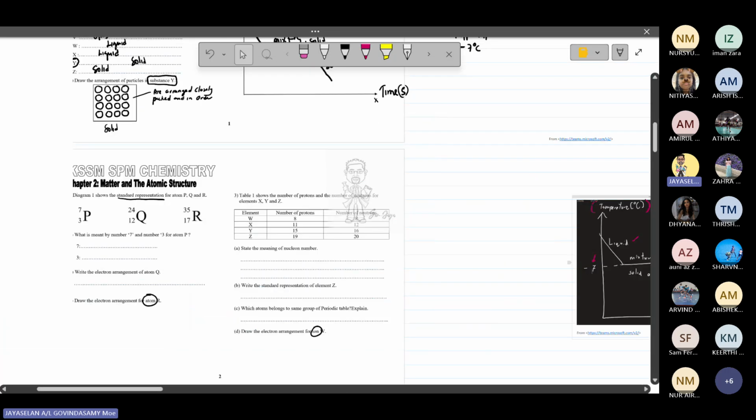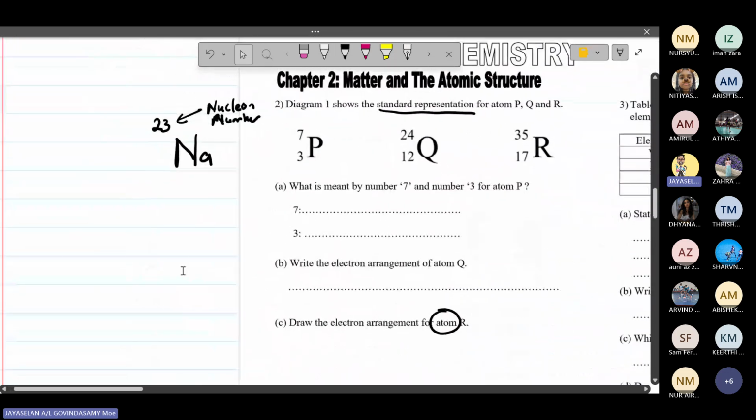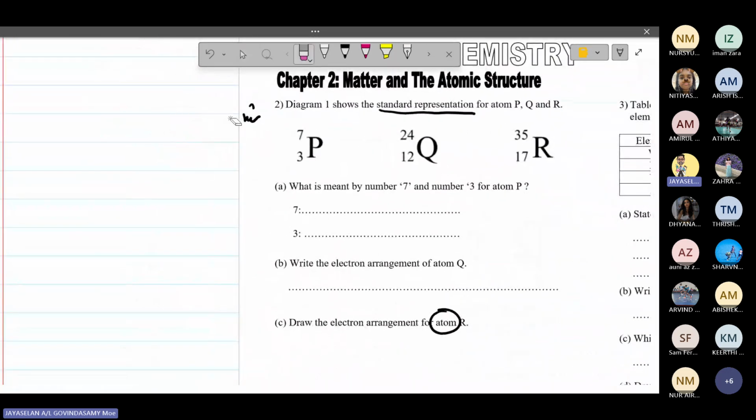Okay, very good. Now we go for our next question. When you get this type of question, I write it really big, please remember. When they put Na, this is the atom symbol. Here they put one number, a big number. This number is called what? Nucleon number. What is the formula to calculate nucleon number?